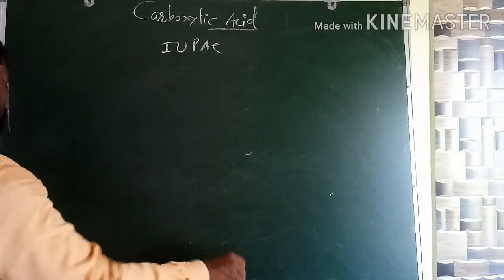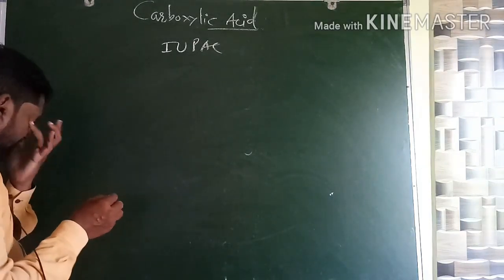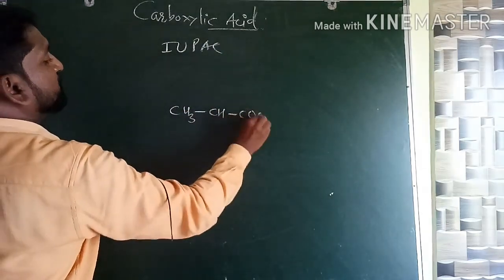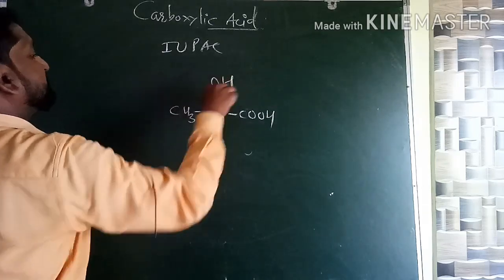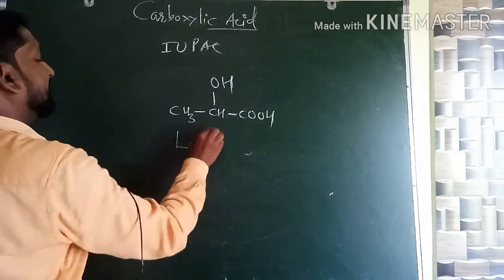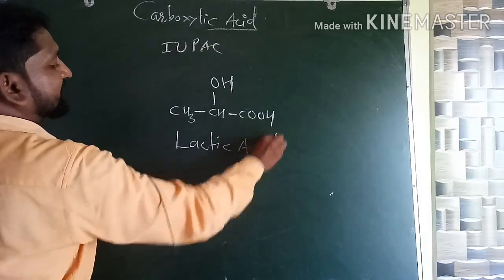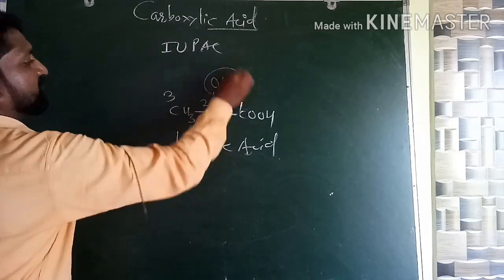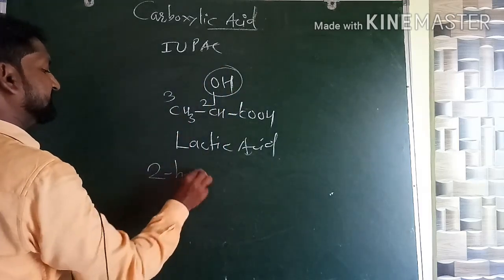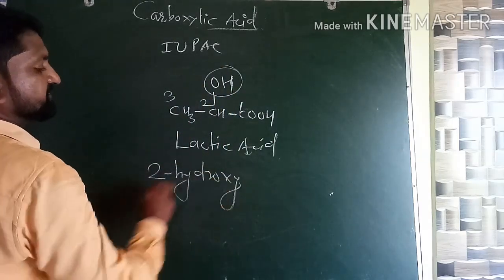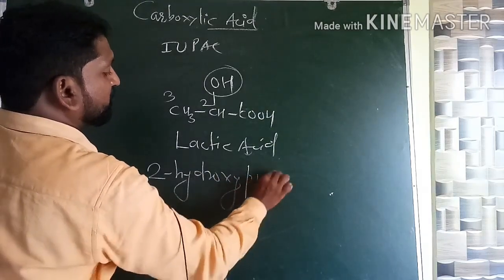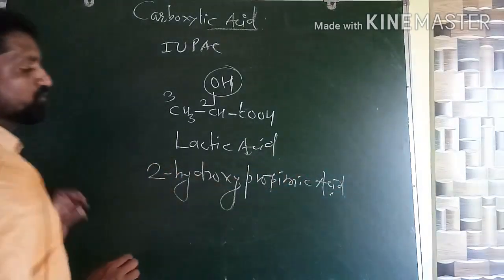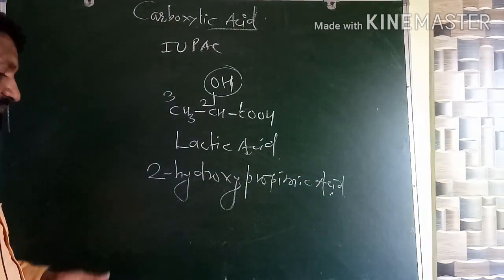Again, one more example is there. Everybody see. CH3, CH, COOH. This is a very popular case having a common name: lactic acid. What is the IUPAC name? Number 1, number 2, number 3. 2-hydroxy propionic acid. Got it? 2-hydroxy propionic acid.